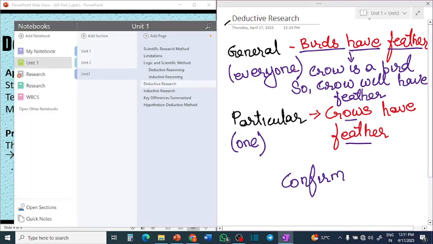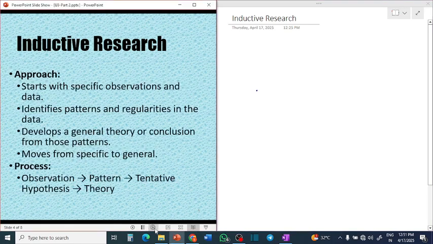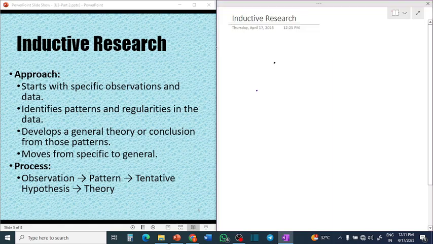Now we move on to the next part, which is inductive research. In inductive research, we will do just the opposite. In deductive research, we went from general to particular, and in this, we will go from particular to general statement.